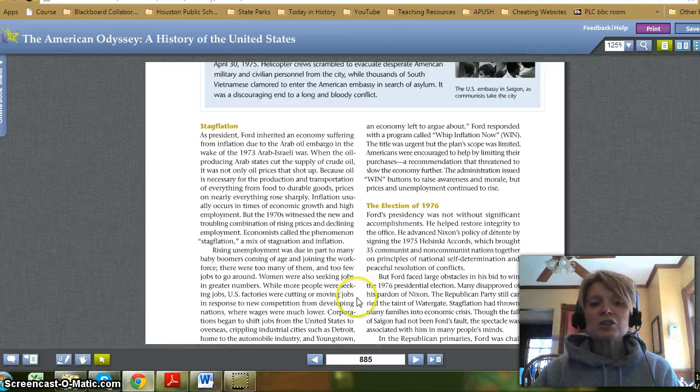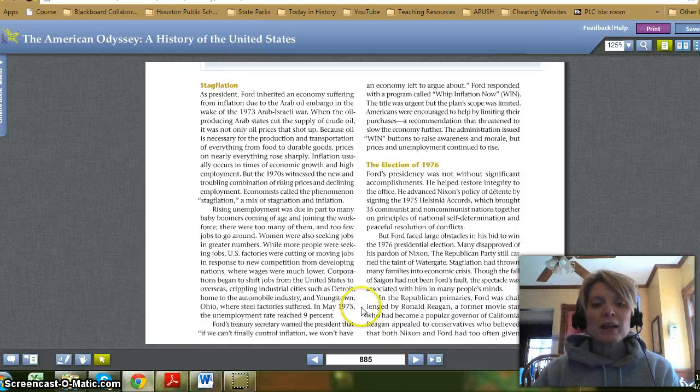While more people were seeking jobs, U.S. factories were cutting or moving jobs in response to new competition from developing nations where wages were much lower. Corporations began to shift jobs from the United States to overseas, crippling industrial cities such as Detroit, home to the automobile industry, and Youngstown, Ohio, where steel factories suffered. In May 1975, the unemployment rate reached 9%.